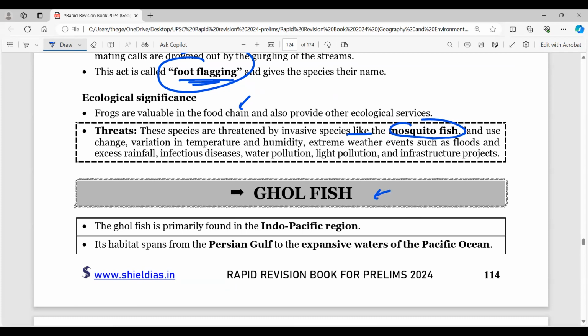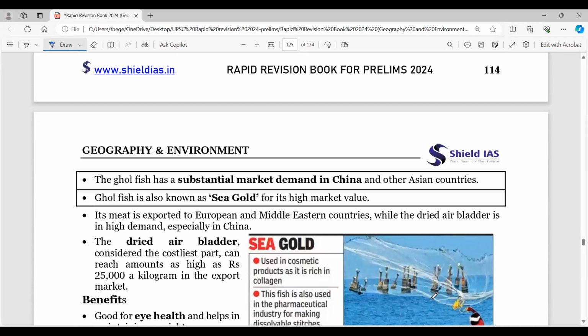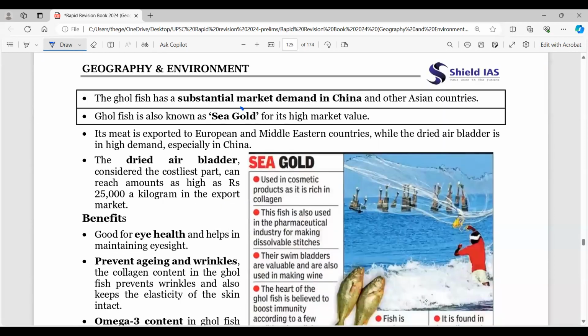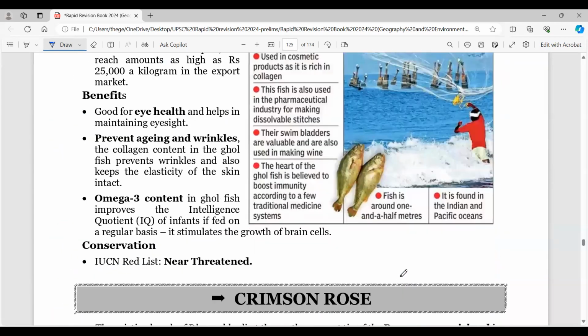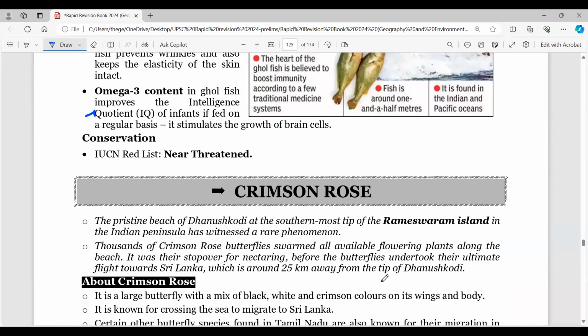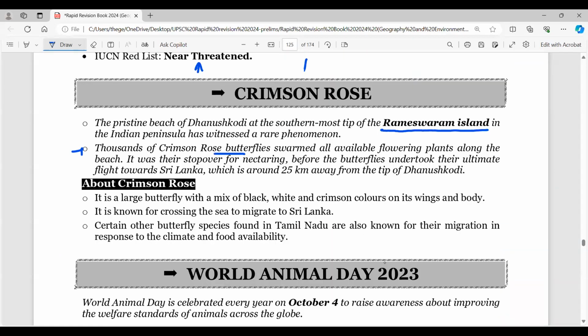Come to goldfish, Indo-Pacific region, Persian Gulf, and so many other places. And it's also called sea gold. I'm marking it VVI. Maybe there is a question on sea gold. So this is important here, right? It's not a goldfish, the name is goldfish. So you can remember, because of omega-3 presence here, it's very important and its IUCN category is nearly threatened.